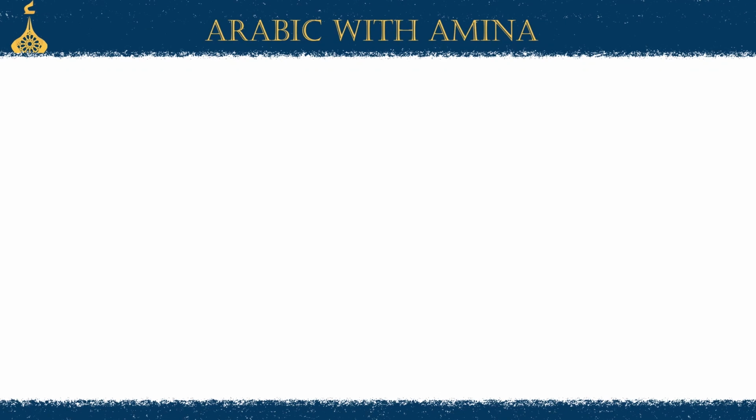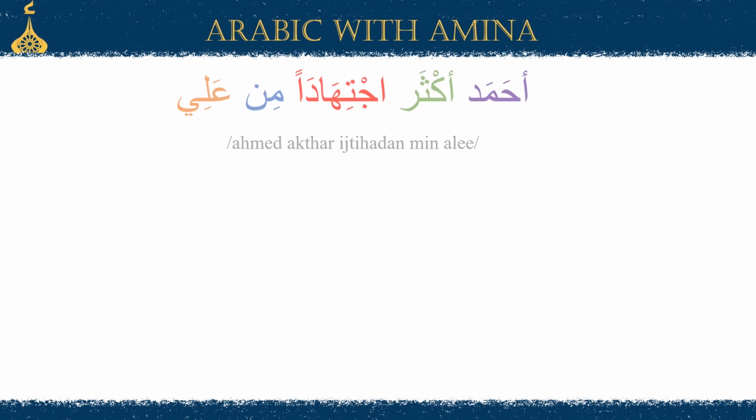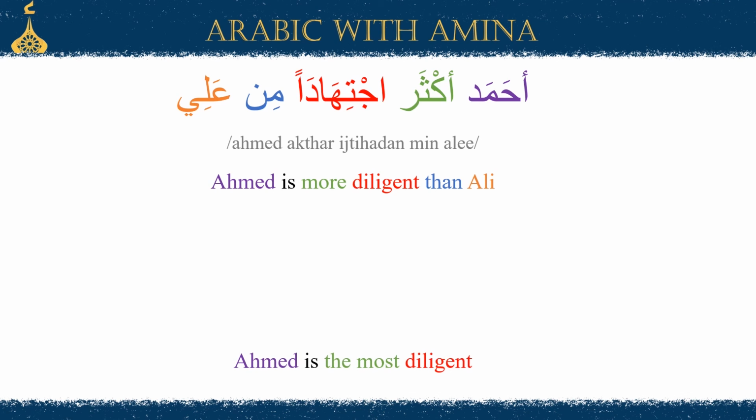Our third exercise is going to be a little bit different. We have the sentence أحمد أكثر اجتهادا من علي. Ahmed is more diligent than Ali. This is comparative. We are comparing between Ahmed and Ali. I want you to change it to the superlative adjective and say Ahmed is the most diligent. How would you do so?